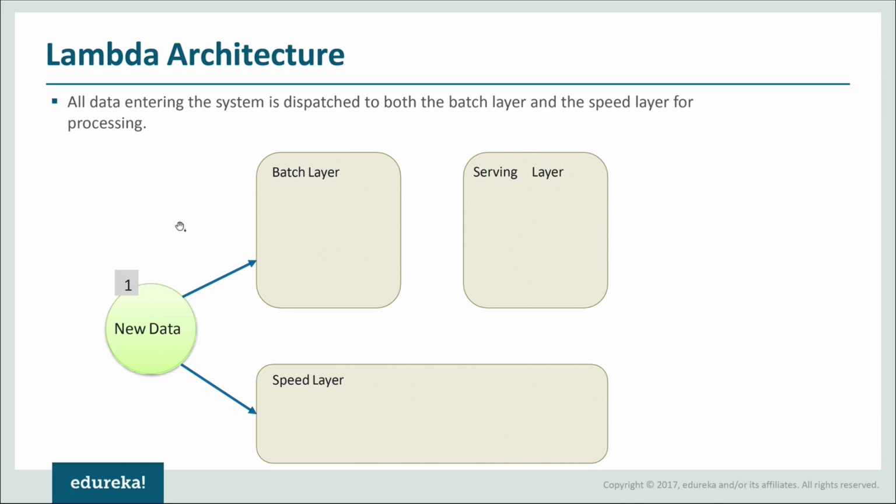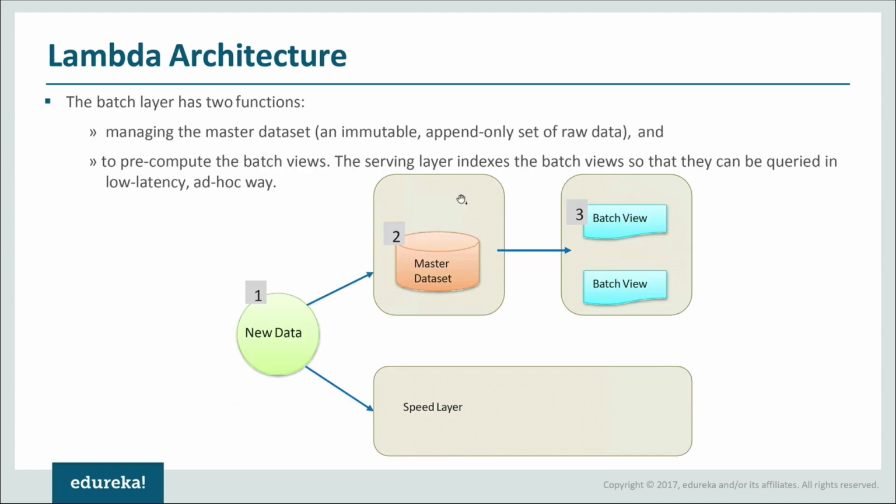So what you will do is that every time new data is coming in, you will send it to two places. One is to your batch layer, another one is to your speed layer. The batch layer has two functions: managing the master dataset. All of the data that you write into your batch layer will be immutable. That means you will just be appending to the same files again and again without disturbing the data you already had.